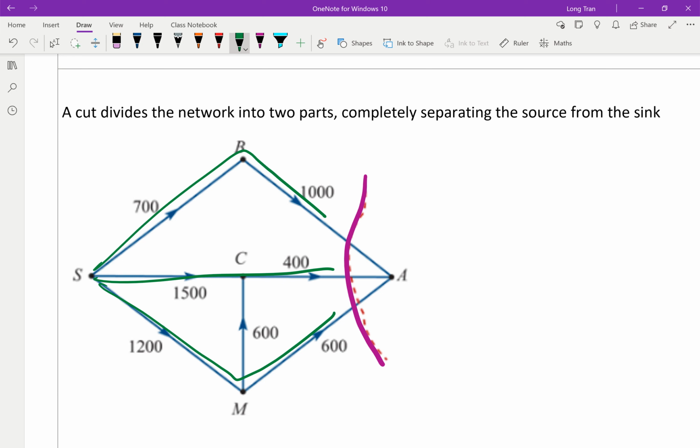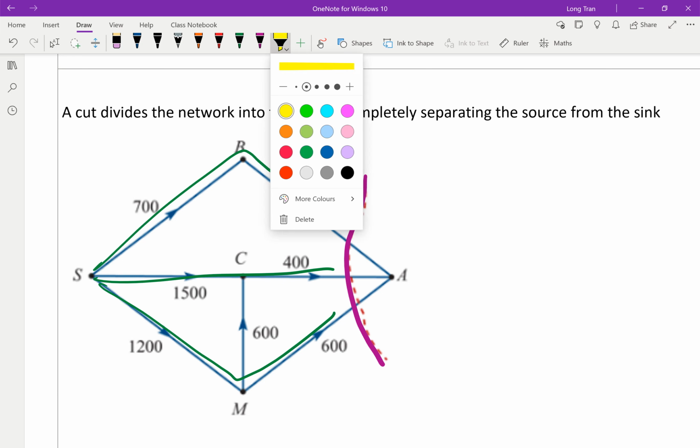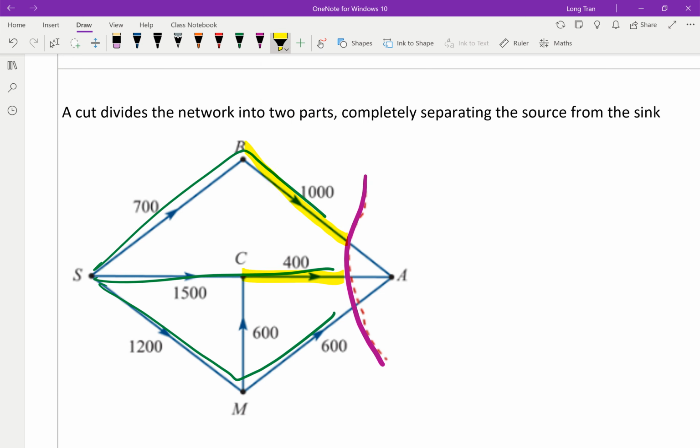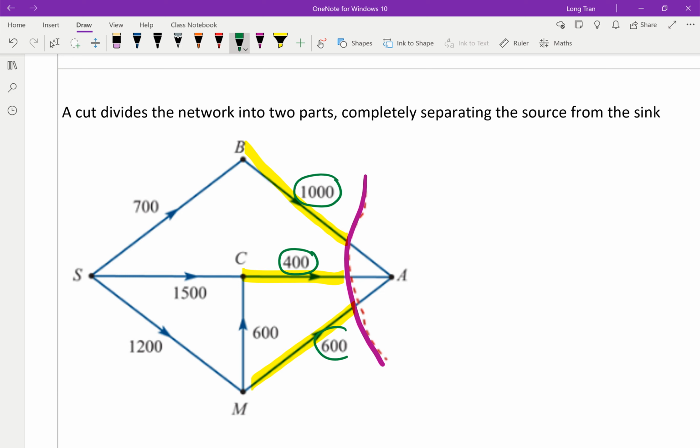I'm going to highlight that again so you can see it on the video. The cut that we've drawn connects these three. We're not interested in these ones here. It's the cut, because the ending part is the maximum flow that you can get. So here, what is your max flow? You've got 1,000, 400, and 600, coming from the source side. 1,000 plus 400 plus 600 gives me a total of 2,000.